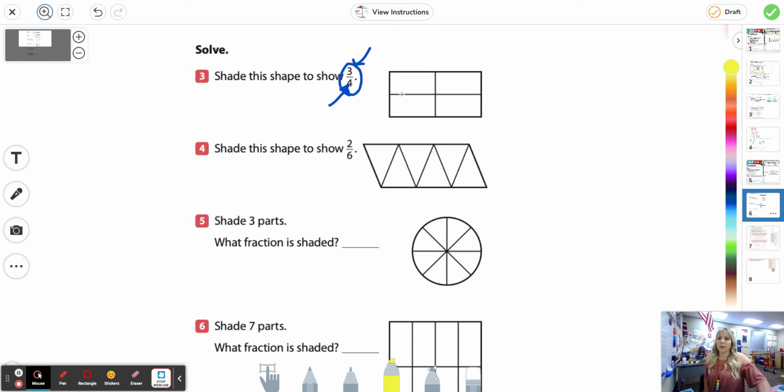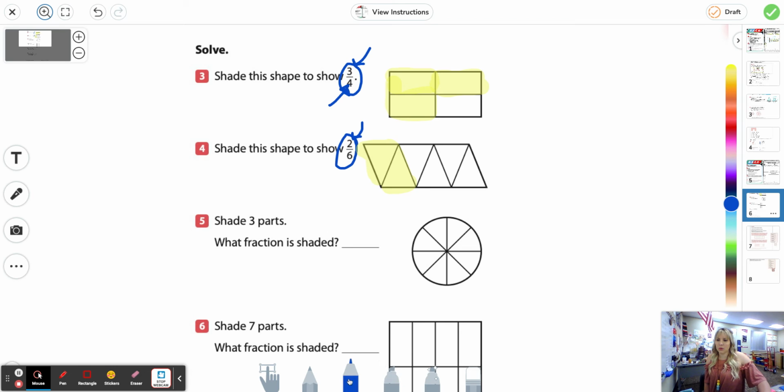I'm going to choose a little bit bigger of a shape to color in 3 of the 4 pieces. There's 1, there's 2, and there's 3. 3 of the 4 pieces are shaded in. Our next problem says, show 2/6. There are 1, 2, 3, 4, 5, 6 pieces. I need to color in 2 of them. So again, I grab my highlighter. Here's 1 piece. Here's 2 pieces. See how we can still see the lines?